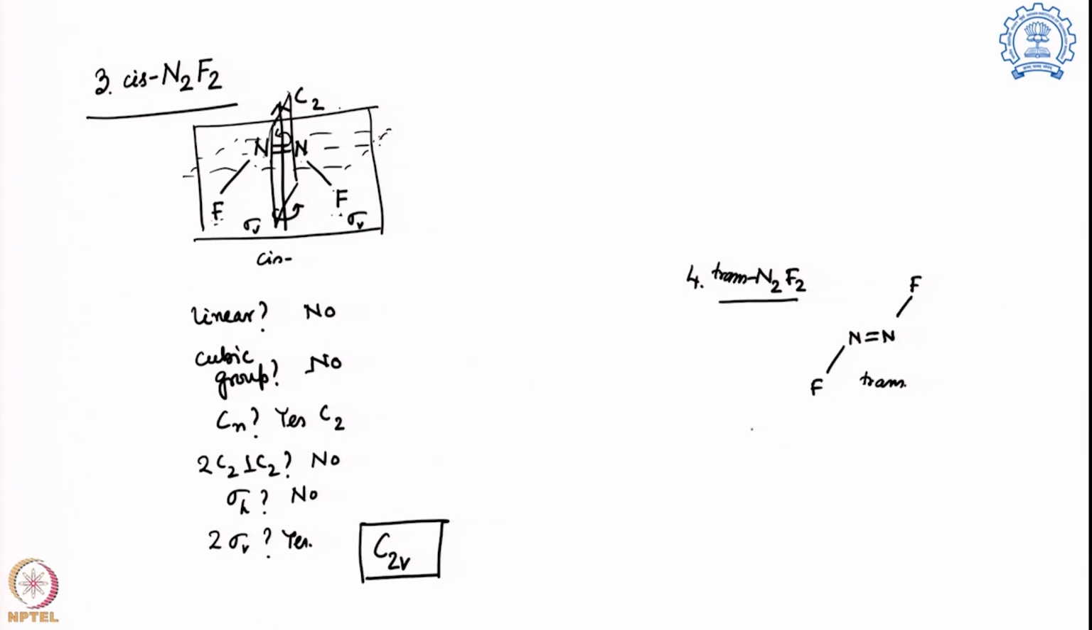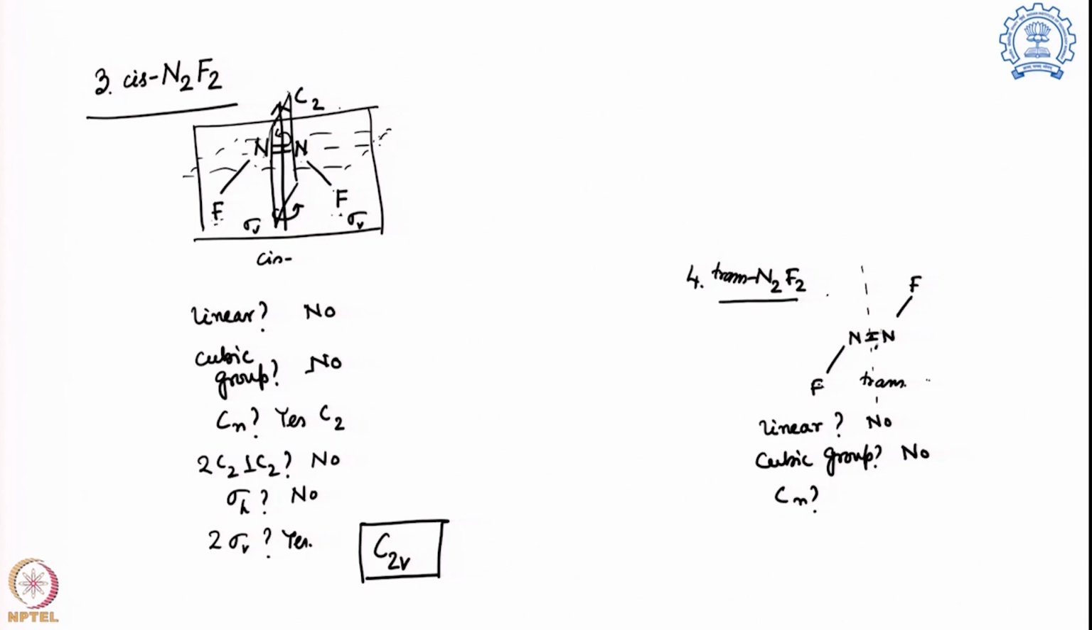Now, the trans molecule. For the trans molecule, we start with the same questions: whether you are linear or not. The answer is no. Cubic group, answer is no. Do you have a CN? Now, previously our CN was somewhere around here. Now, if you rotate that, the fluorine will come to this side, this fluorine will go to this side. So, they are not really matching the original position with 180 rotation.